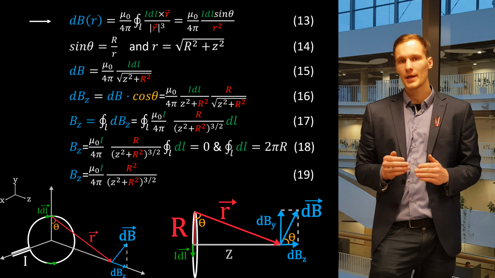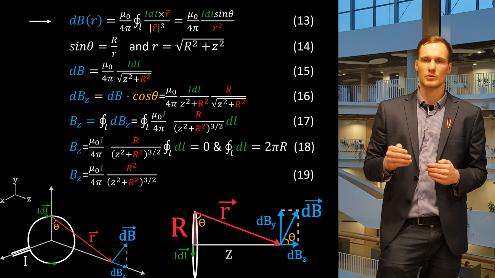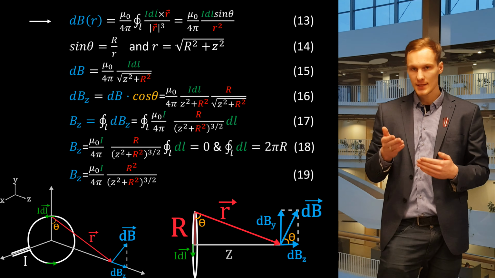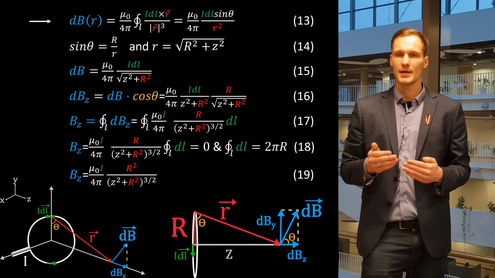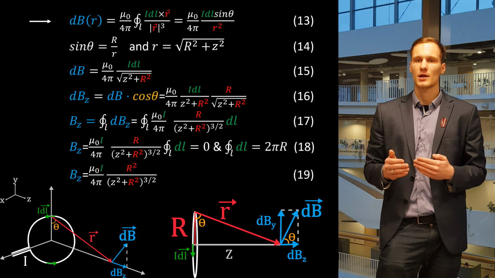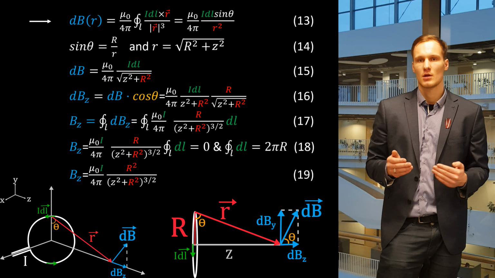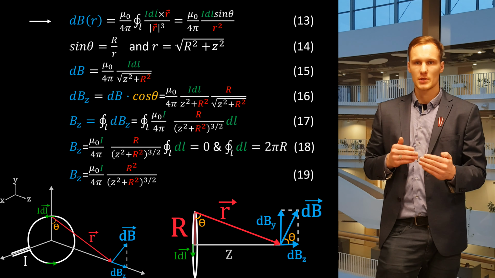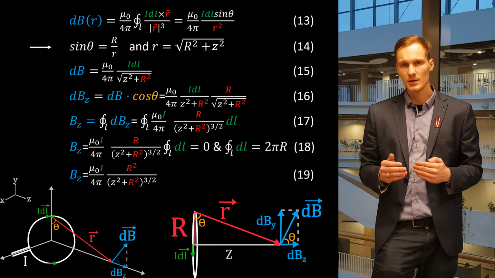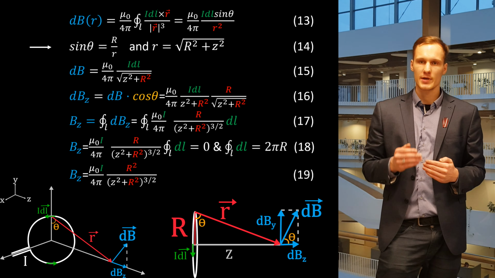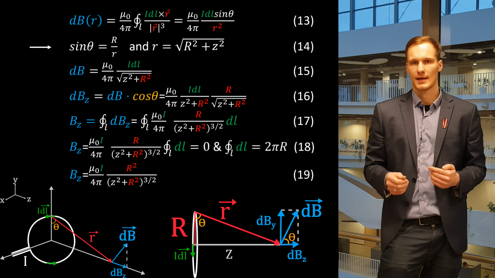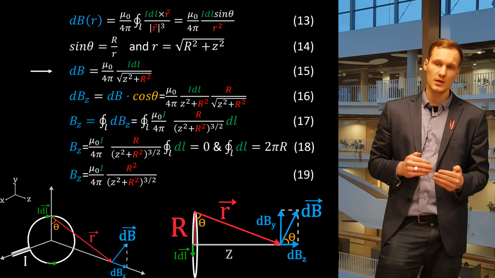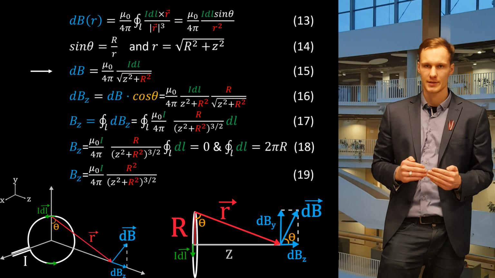However, we are interested in a projection to the z-axis. In this case, it's just a z coordinate. And we need this projection to make our integration easier. We do substitutions in expression 14, where we express the magnetic field in terms of capital R and Z. And that's how we get expression 15, which is a lot simpler to integrate.